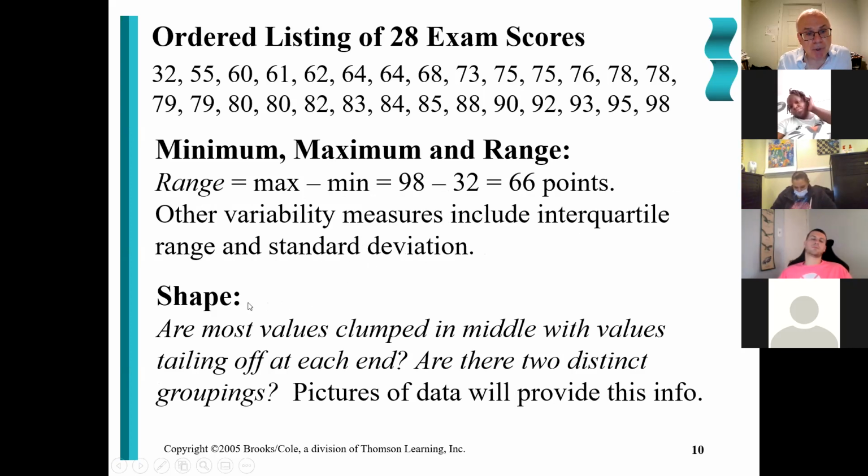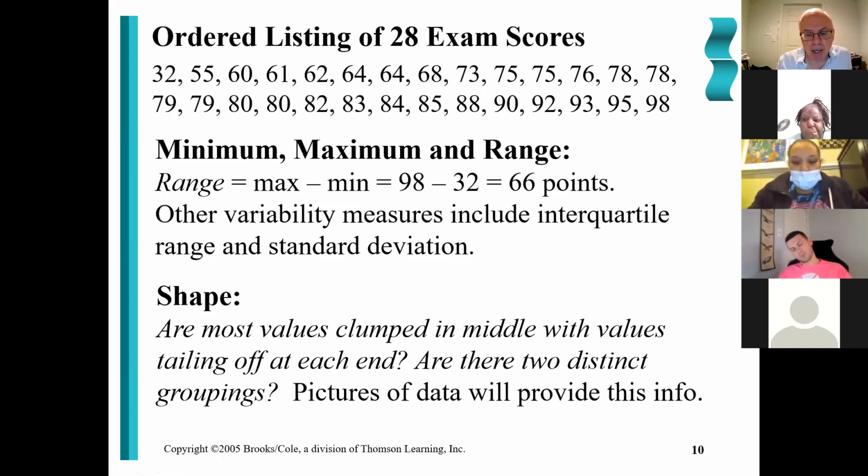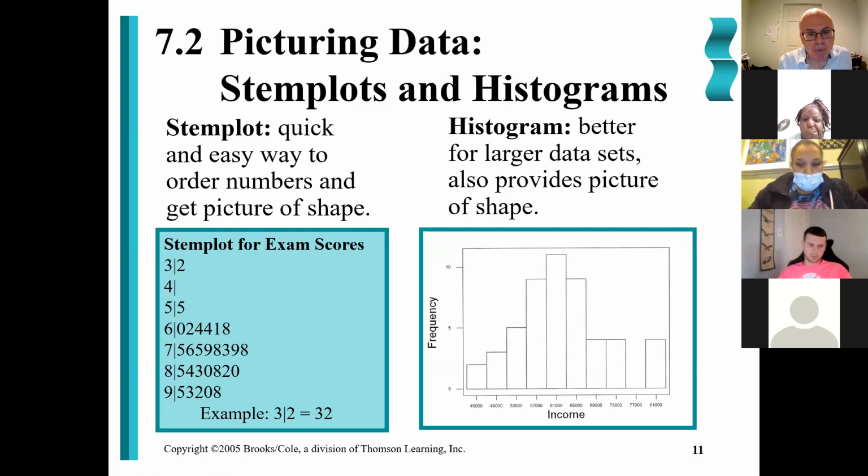Now, the shape of the distribution has to do with where the data values are. Are they all clumped in the middle with values tailing off both to the left and to the right? Or do we tail off to the left, or do we tail off to the right? All right, so that's called the shape of the distribution.